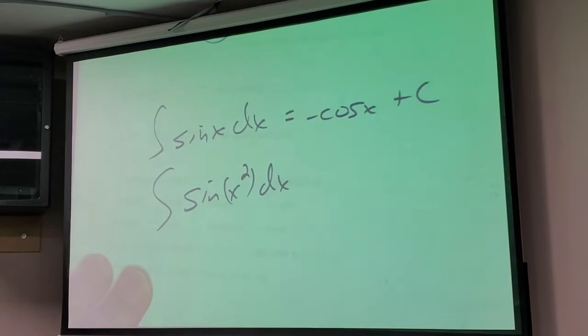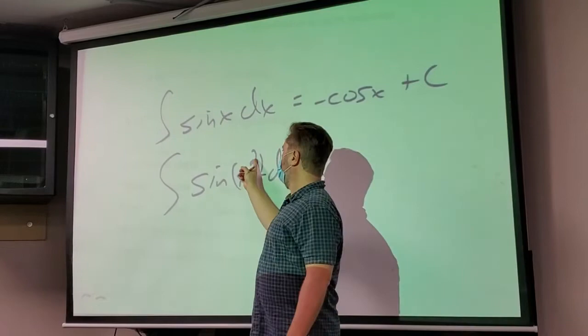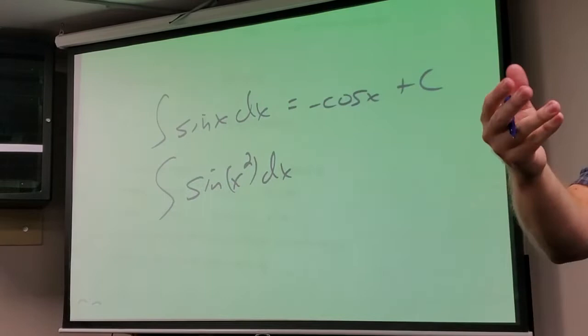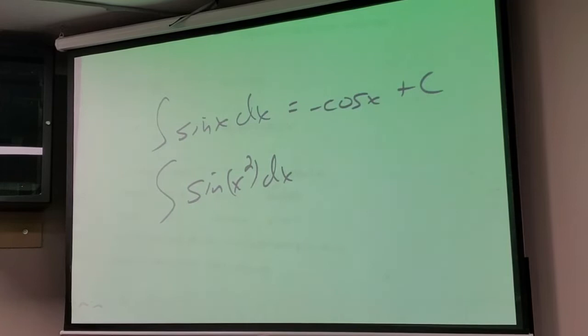What's supposed to be there to be able to do this directly? What should be here? 2x. Because I feel like that should just be the cosine of that with some adjustment. But I can't do this because it doesn't have the chain rule piece that needs to happen. I really want this to make sense. So we cannot currently do this integral.